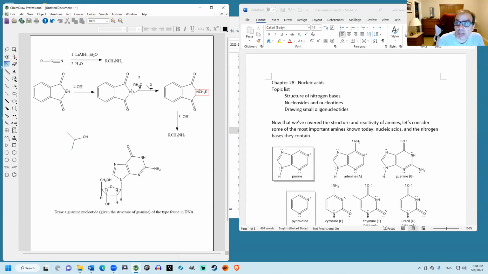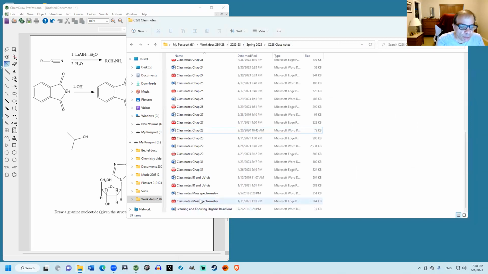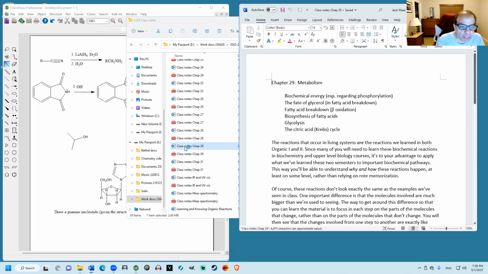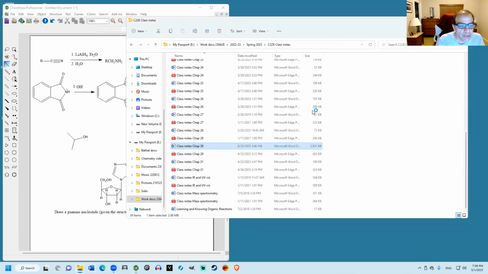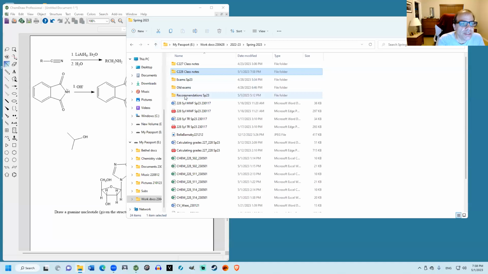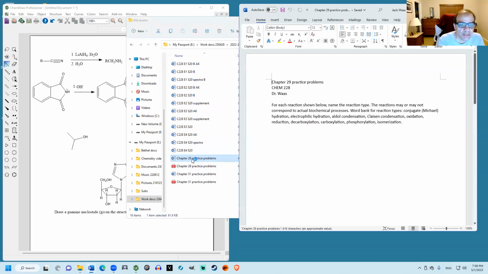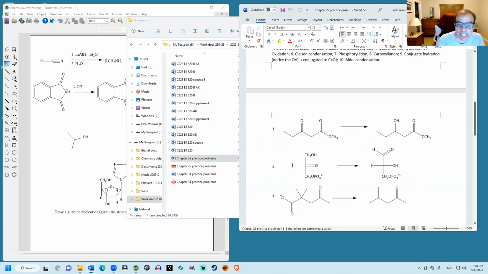And that only leaves chapters 29 and 31, which we just did. In chapter 29, the main thing to know is not all of the pathways. You do not have to memorize all the pathways. Rather, focus on recognizing reaction types. And I made a set of practice problems for you, and I put the answers.